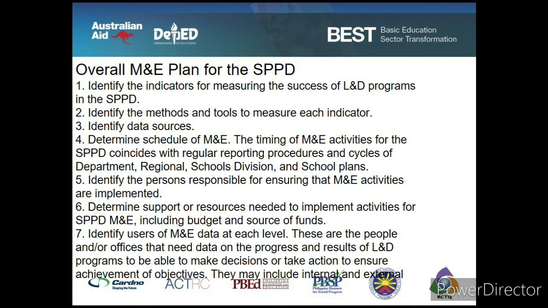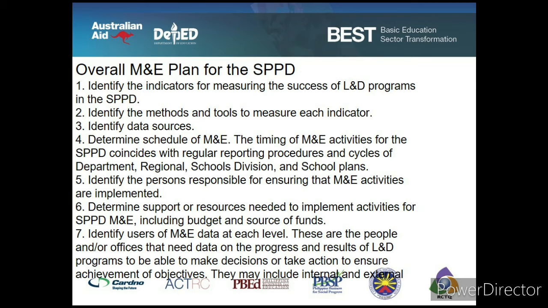Here is the overall monitoring and evaluation plan for the SPPD. Number 1, identify the indicators for measuring the success of L&D programs in the SPPD. Indicators are identified as these levels. Number 2, identify the methods and tools to measure each indicator. Number 3, identify data sources. Number 4, determine schedule of monitoring and evaluation.